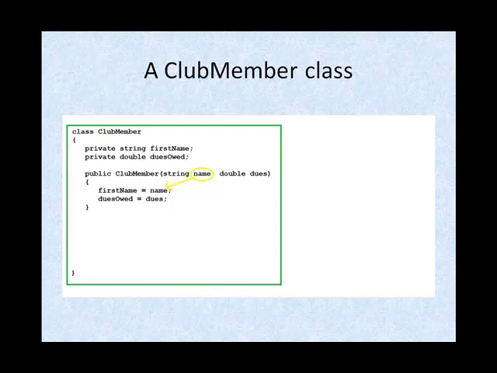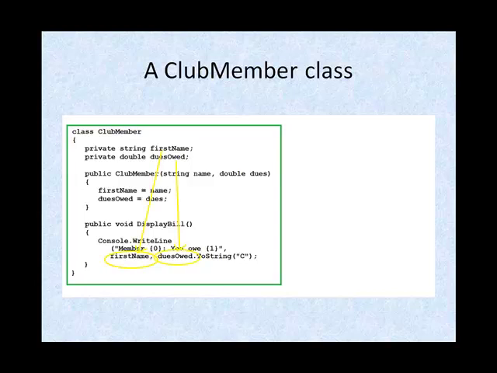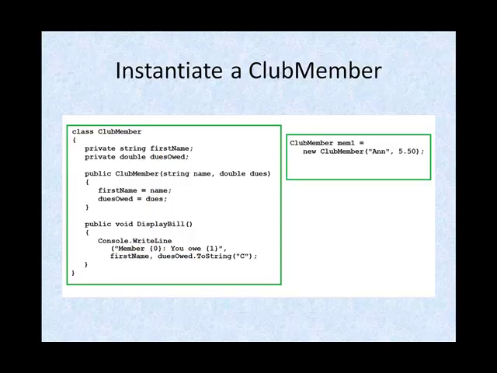The parameter name gets assigned to firstName within the class, and the parameter dues gets assigned to duesOwed within the class. You might also create a displayBill method that displays data about a club member, including the member's first name and the member's dues owed.